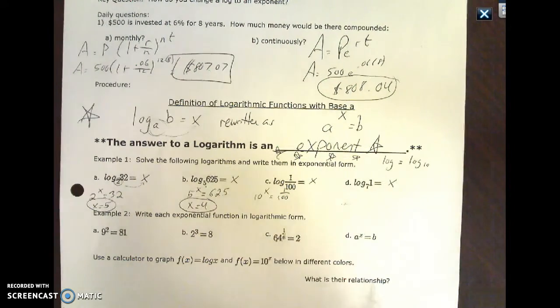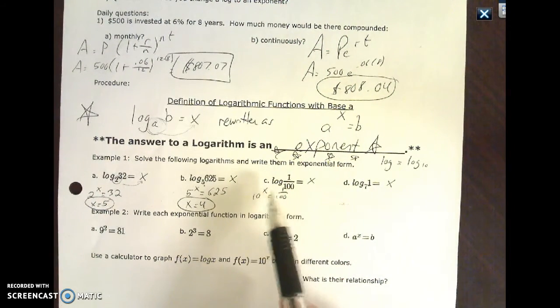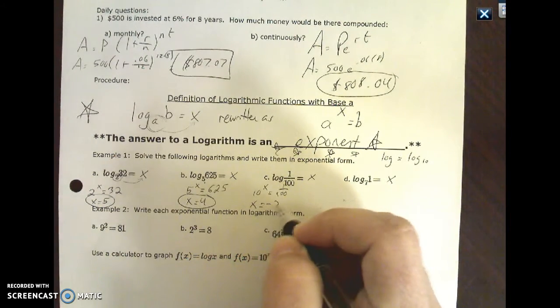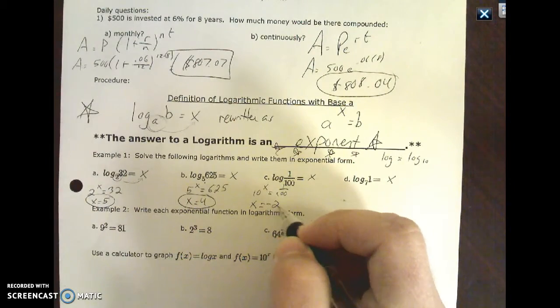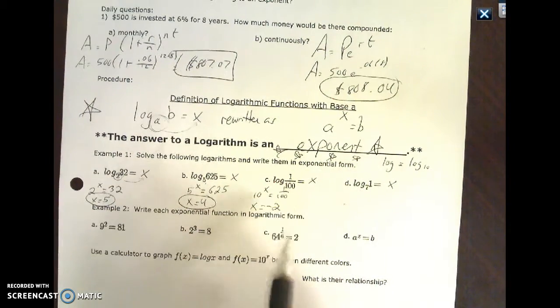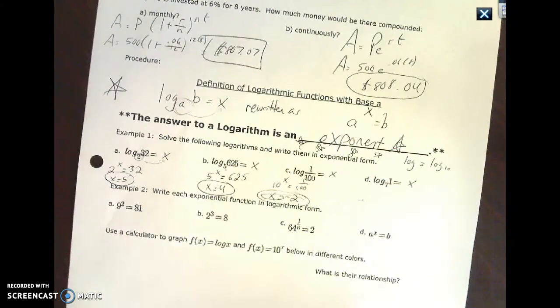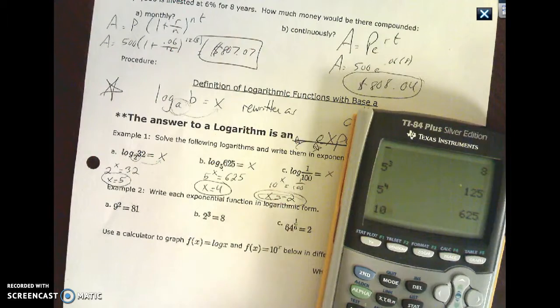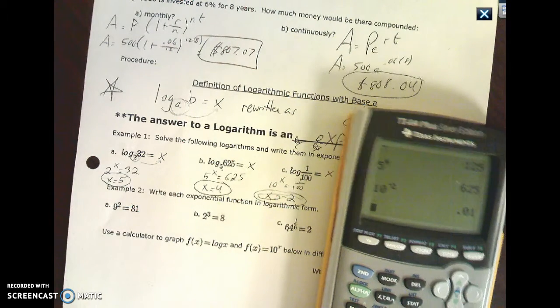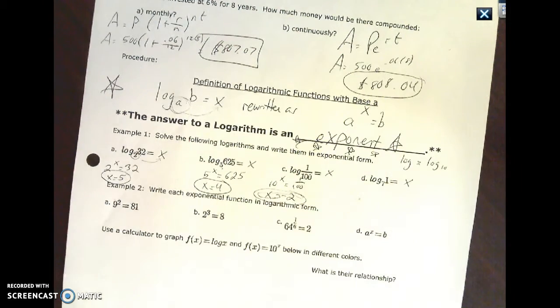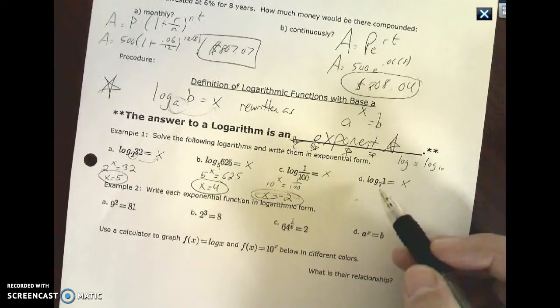equals 1 over 100. Now think about this. How do I make it flip? Well, I make it flip by putting a negative up there. So I know my x has to be negative. So how do you make 10 turn into 100? Well, you square it. So my answer here is x equals negative 2. Check this out. 10 raised to the negative 2 power gives me 0.01. What do you guys think 1 divided by 100 is? 0.01. Okay, so this is another one we'll get used to after a while.